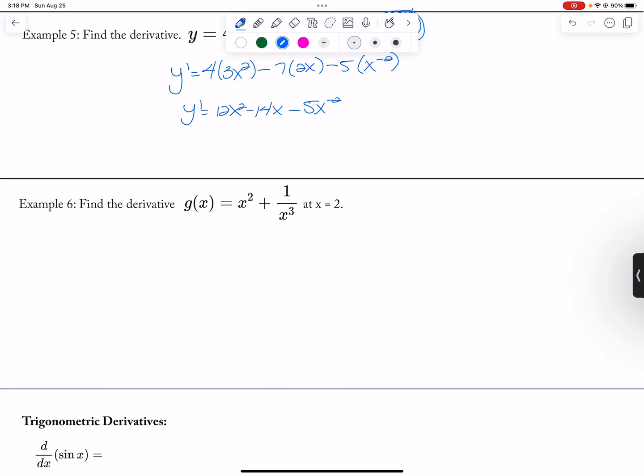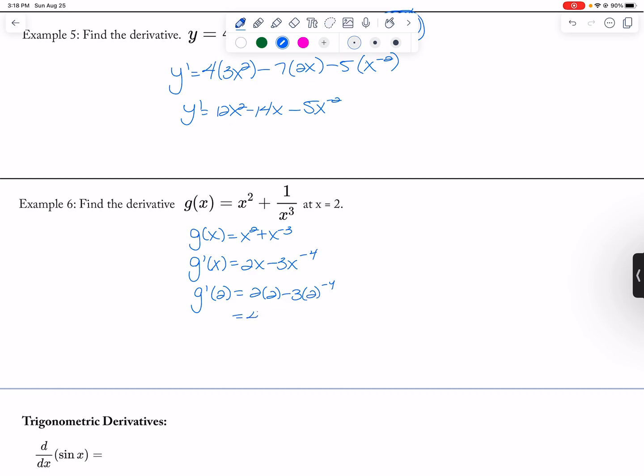If I want the derivative at 2, so g of x, first of all, I would change this to a negative exponent. And then I would take the derivative. So g prime of x is equal to 2x minus 3x to the negative 4th power. I want to do this at 2. So 2 times 2 minus 3 times 2 to the negative 4th. So I get 4 minus 3 over 16, which is 64 over 16 minus 3 over 16, which is 61 over 16.